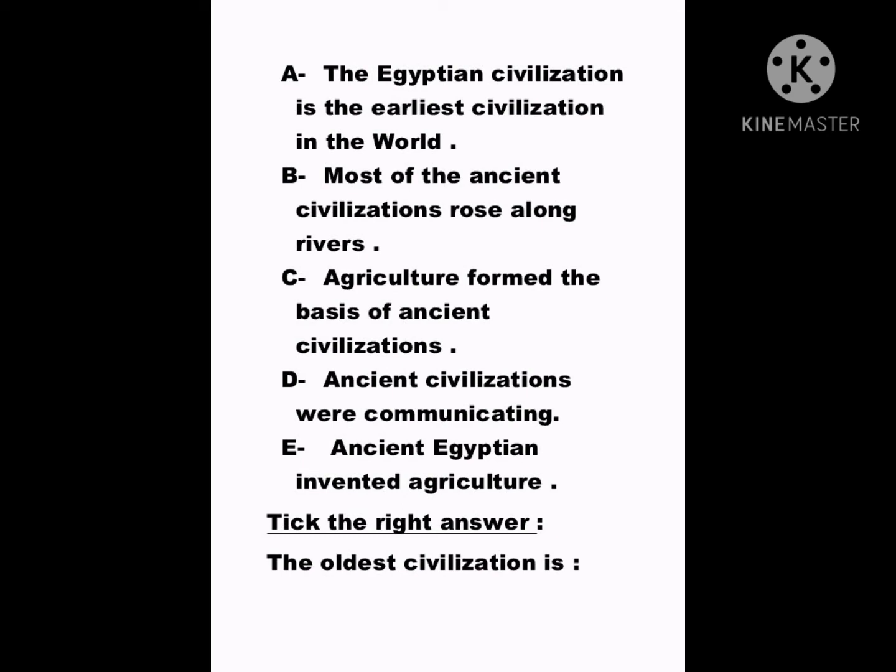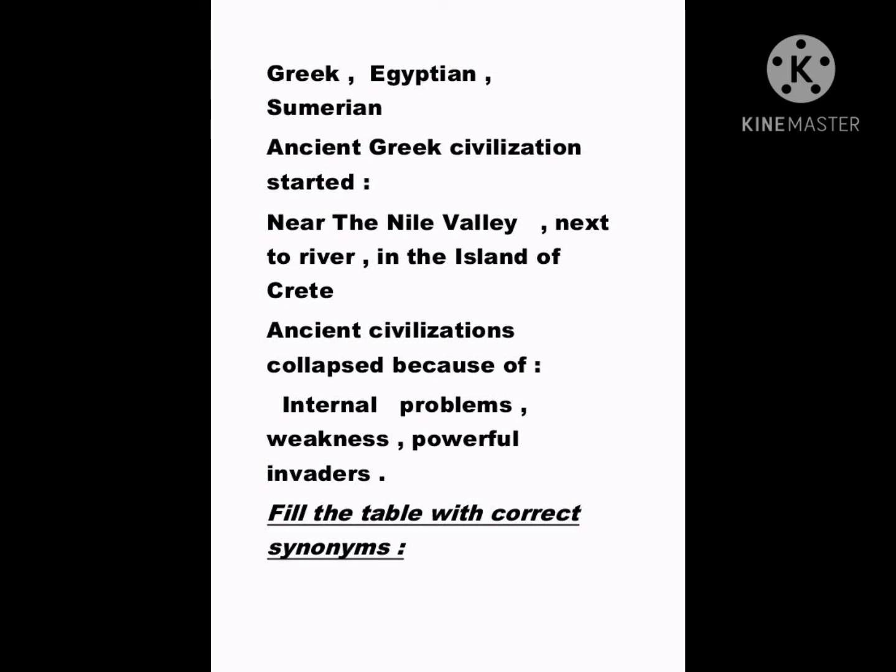The oldest civilization is A, B, or C, according to the passage. So you choose the right answer and you write down the answer or the key. So the oldest civilization, is it Greek, Egyptian or Sumerian? Second, did the ancient Greek civilization start near the Nile Valley, next to a river, or on the island of Crete? Did ancient civilizations collapse because of internal problems or weakness, or because of powerful invaders?